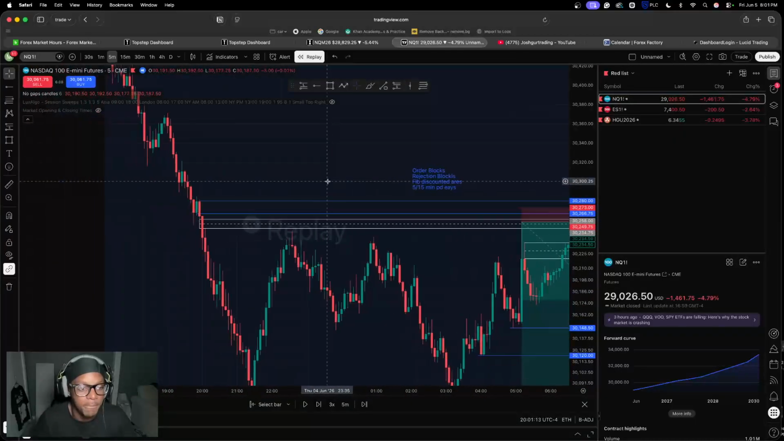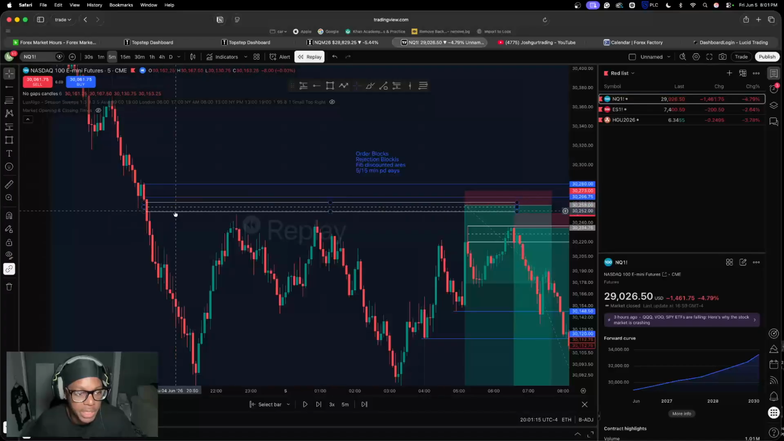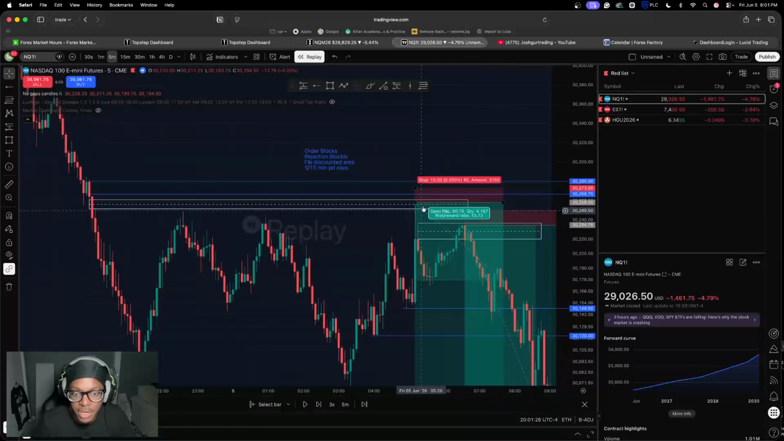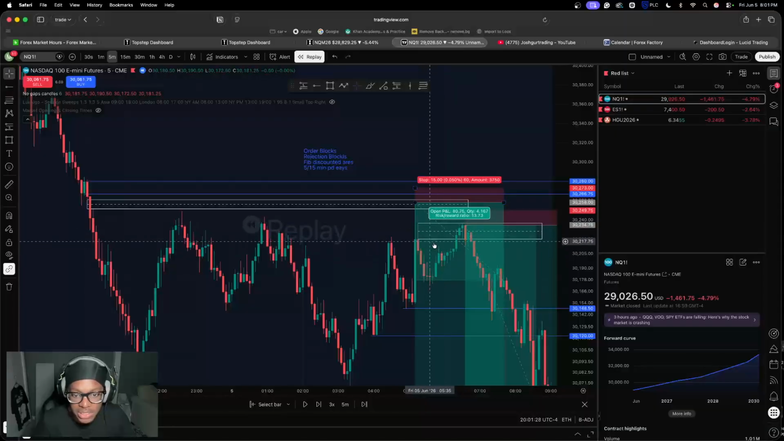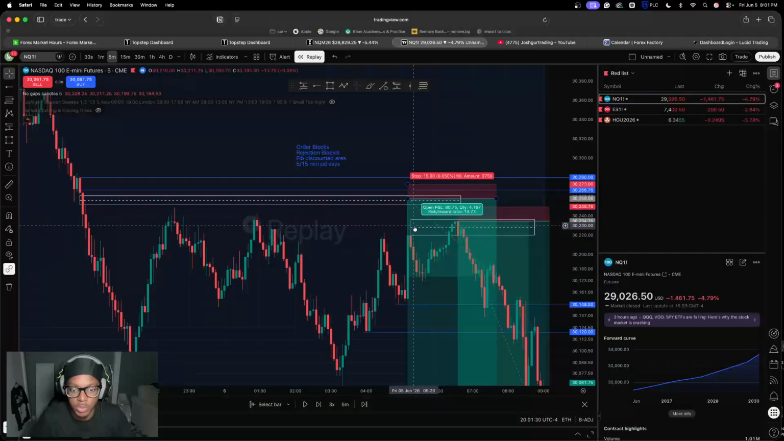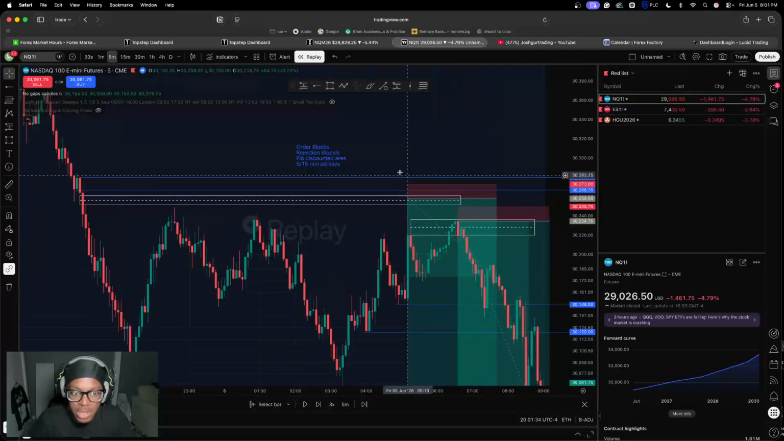PD arrays. Because as you see, this is a PD array. This is not a high time frame, but this is a time frame area for me for what I'm trying to do. And we see what happens. Price pushes inside of here. Price continues lower. This is another area. This is a rejection block. What does this do? Price pushes inside of there, respects it, continues lower.